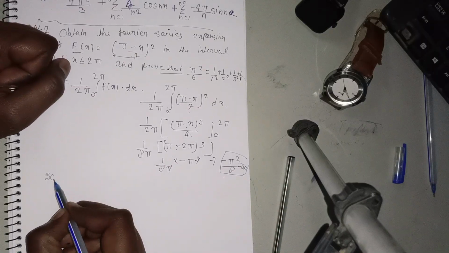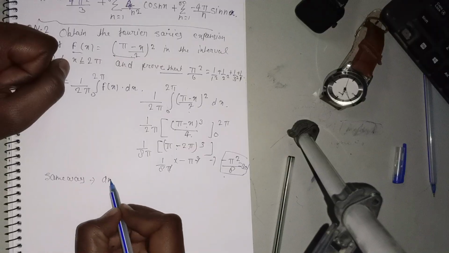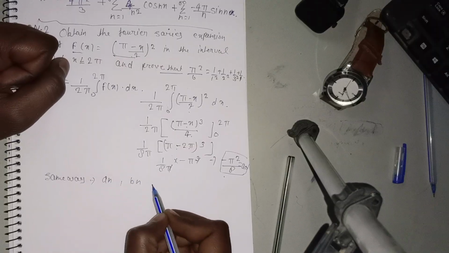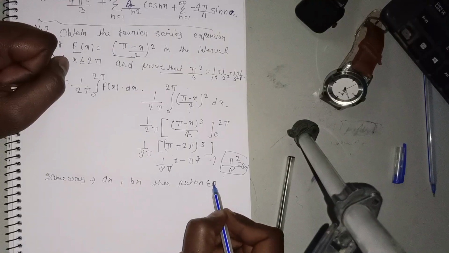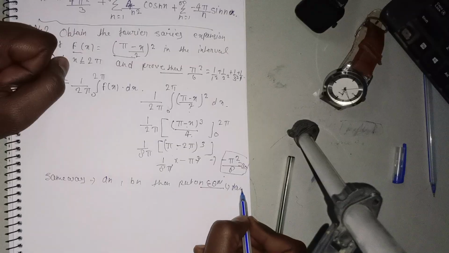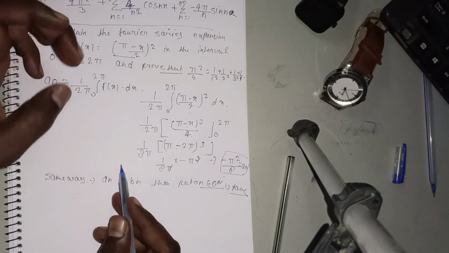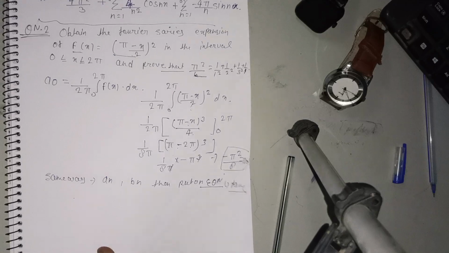Then in the same way we have to find an, for which I have told you the formula, then bn, then put them in the Fourier series equation. Okay, Fourier series, and then simply put the values and we can prove it. Now let's move on to the next question.